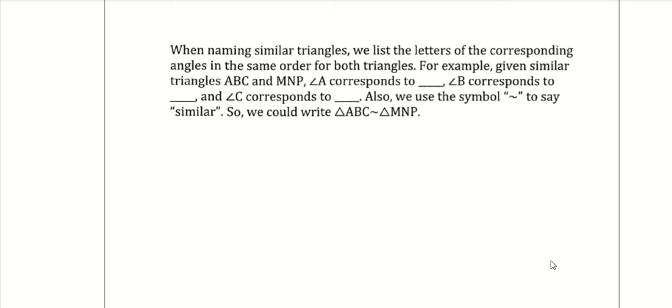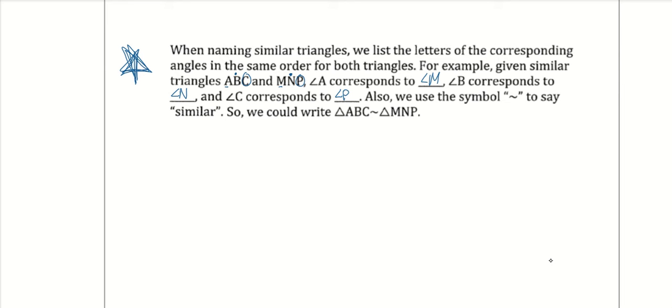A note here: when naming similar triangles, we list the letters of the corresponding angles in the same order for both triangles. This is super important. It's going to really help you on some questions, because if you know the order, you'll be able to match up the angles much better, as well as the sides. For example, given similar triangles ABC and MNP, we know that angle A corresponds to angle M, because they're the first in each one. Angle B corresponds to angle N, again because they're the second in each. And angle C corresponds to angle P because they are the third in each.